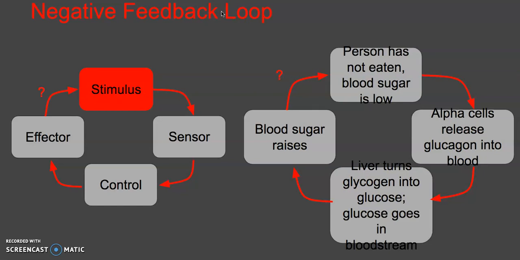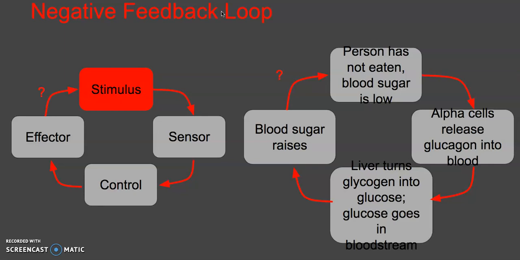So during this lecture, we've covered what homeostasis is, what positive and negative feedback loops are, and gone into detail about a specific example of blood sugar in the body as a negative feedback loop.